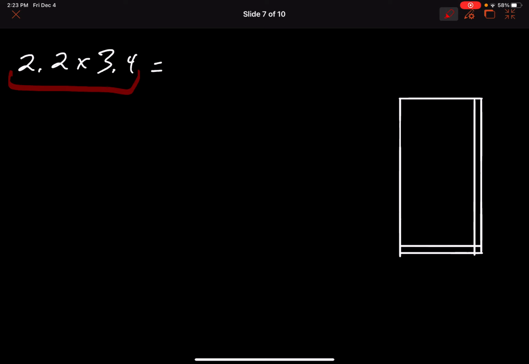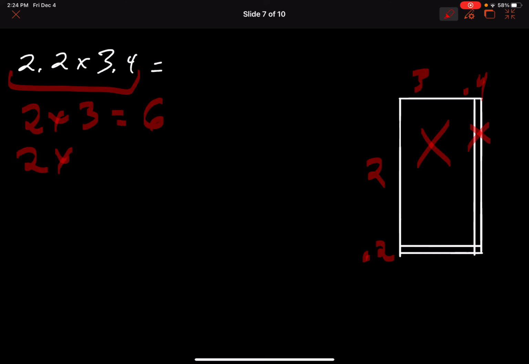Okay, so I have here, there's a 2 and there's a 2. This is the decimal 2, and then I have 3 and this is 4/10. Okay, and now I'm going to make sure I multiply all of the parts together. So I'm starting here. 2 times 3 equals 6. Then I'm going over here. I have 2 times 4/10 is equal to 8/10.